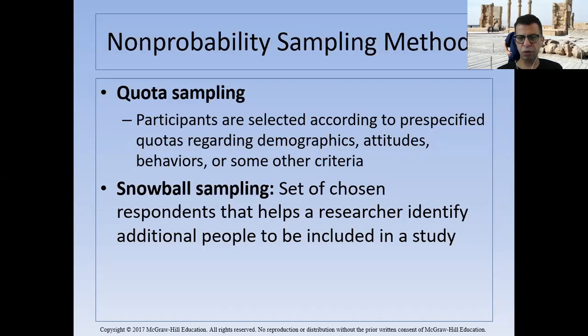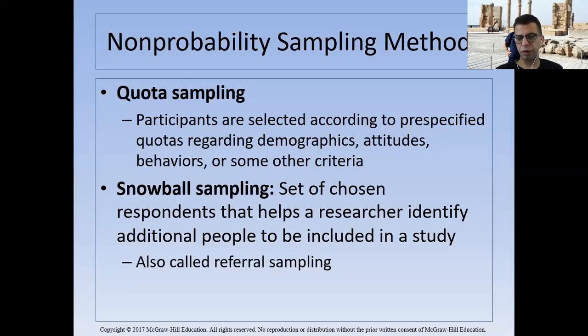And a set of the chosen respondents that helped a researcher identify additional people to be included in the studies. As I said, the snowball effect, or snowball sampling, is when you ask one white person, and that white person brings his friends, which is two white persons, three white persons, and this is the snowball. You end up asking people of the same ethnic background the questions, and you forget that you need to probably cover everybody. So that's one of the snowball samples.